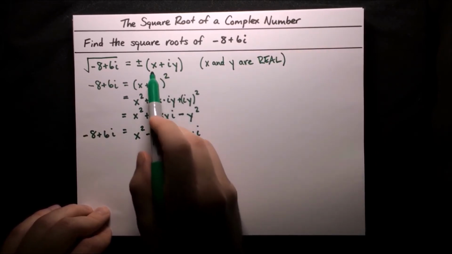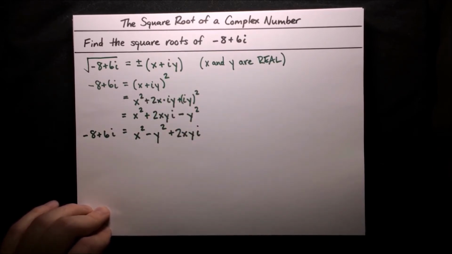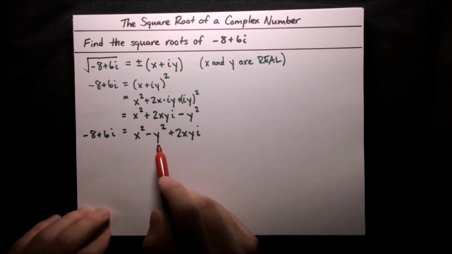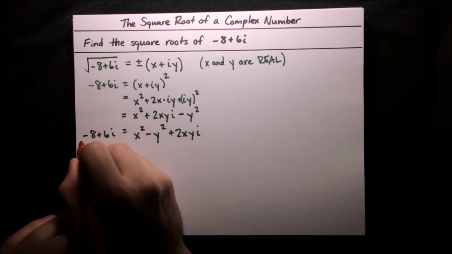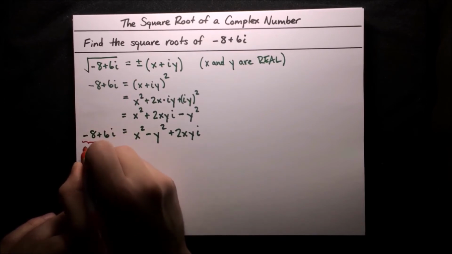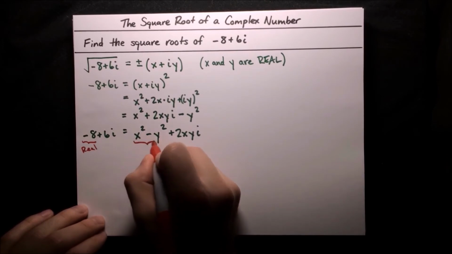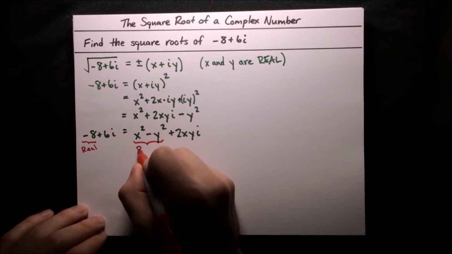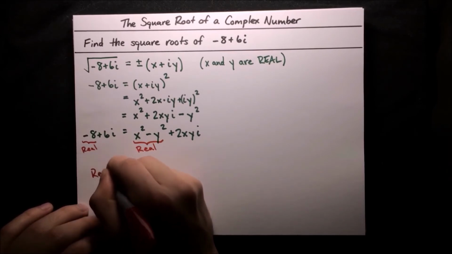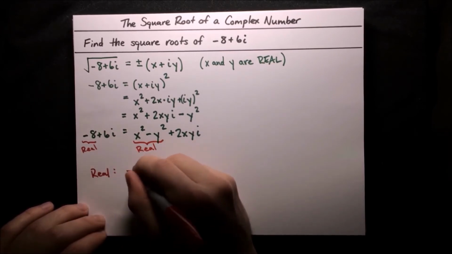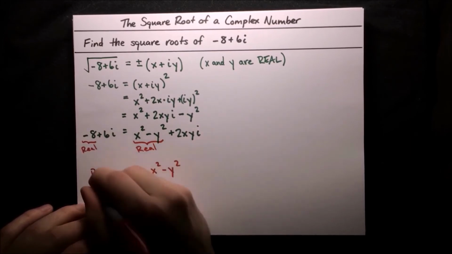Any complex number we can write as a real number plus i times another real number. And what that does is that introduces two parts to this equation. There's a real part and there's an imaginary part. The real part is that this -8, which is real, has to be equal to this x squared minus y squared, which is also real. So we've got that real equation, -8 equals x squared minus y squared.